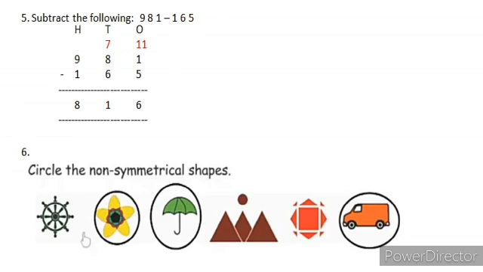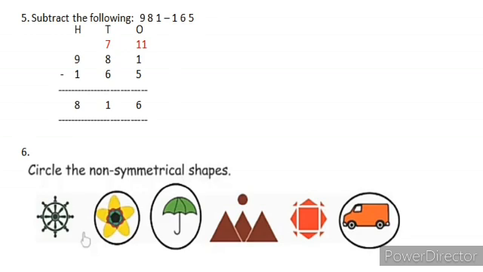981 minus 165. So this is also, you should write hundreds, tens, ones. While doing subtraction also we should start from ones place. Can you subtract 5 from 1?